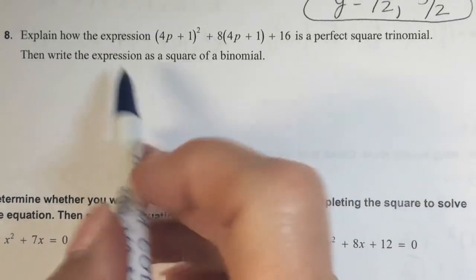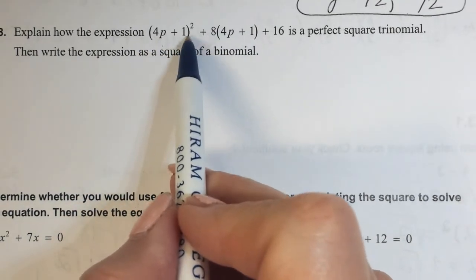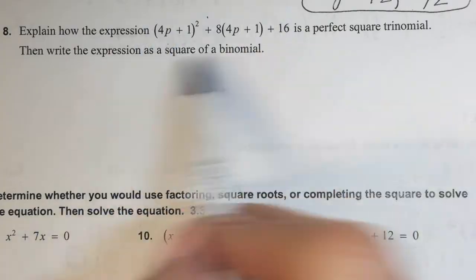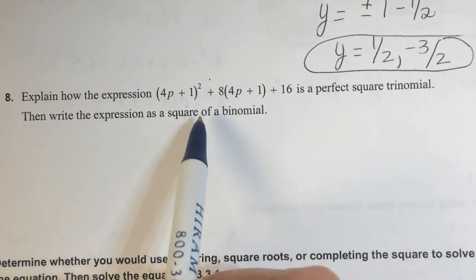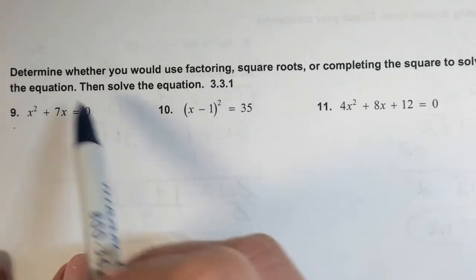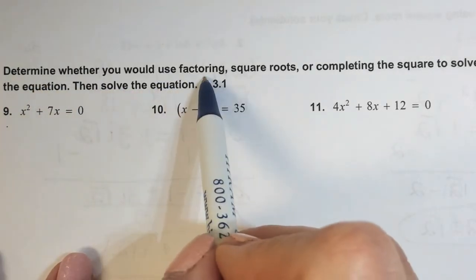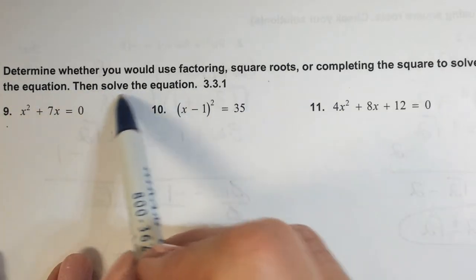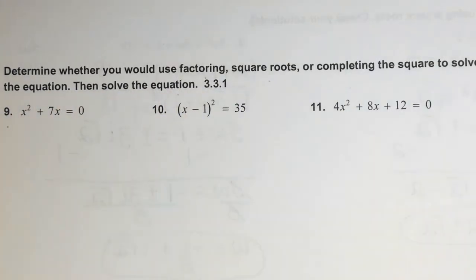All right, explain how the expression 4p plus 1 quantity squared, let's wait on this one. If you understand what's going on, you can be thinking about this one, but I'm going to come back to it in a minute. I want to finish these first. Determine whether you would use factoring, square roots, or completing the square to solve the equation. Then solve it. Here's the thing, guys.